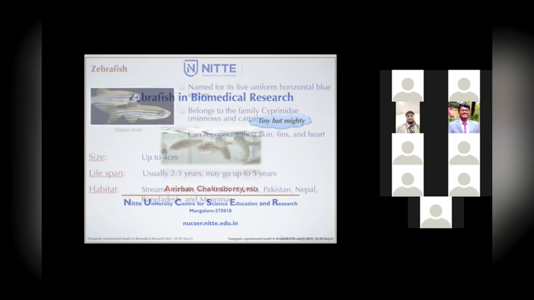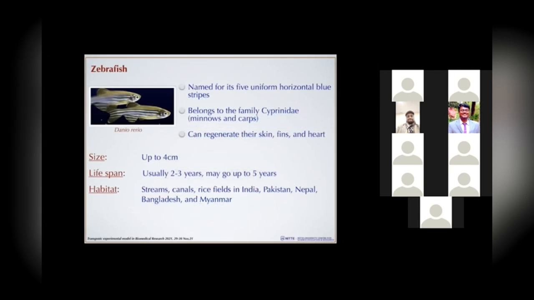So the name zebrafish comes from the blue stripes present on its body. Compared to a zebra, the stripes are horizontal in nature. So that's how the name comes about. They belong to the largest family of fish. One of the important features of zebrafish is that they can regenerate their skin, their fins, and their heart. So it's a wonderful model system for regenerative medicine as well.